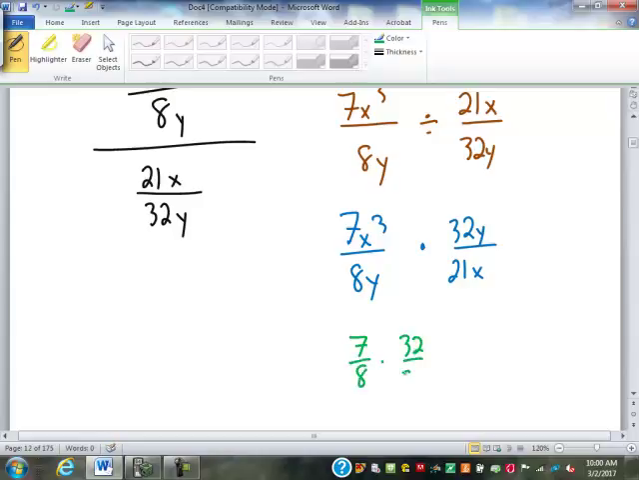7/8 times 32 over 21. And like you were saying, you could multiply them out and reduce if you want to. Or we can reduce first. 7 and 21 both divide by 7, gives me 1 and 3. 8 and 32 both divide by 8, gives me 1 and 4.